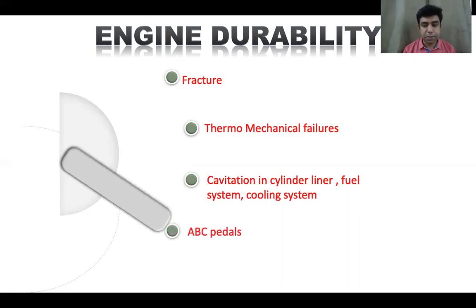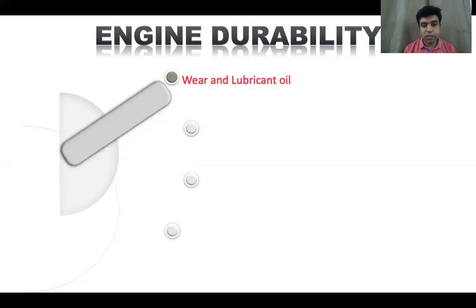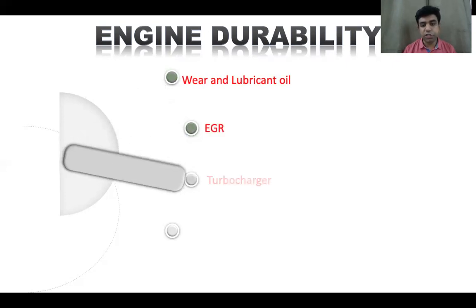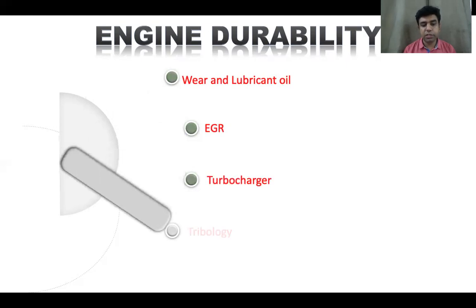Next is the ABC pedals condition, accelerated brake clutch pedals conditions. Next, we need to check for the wear and lubricant oil, exhaust gas recirculation, turbocharger condition, and the tribology. We all know about this wear and lubricant oil that must be ensured properly. If it is being used, what is the life of that? After how much period of cycle we need to replace this oil, that we need to check.